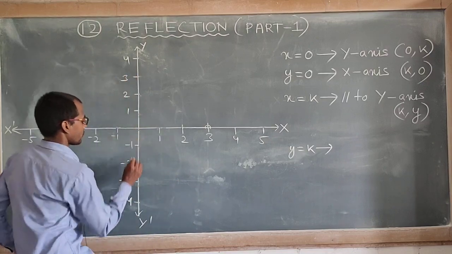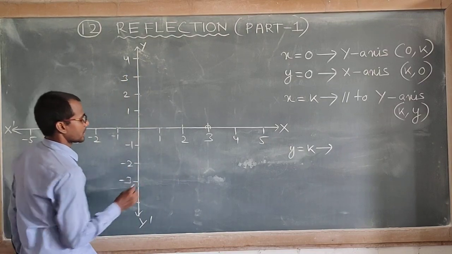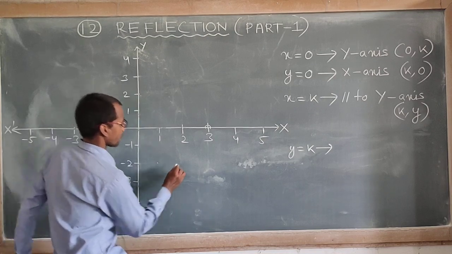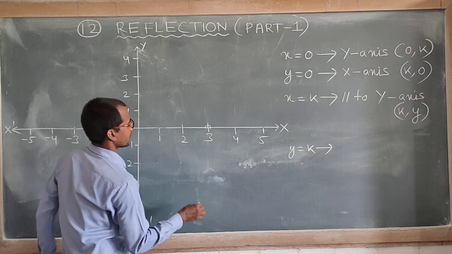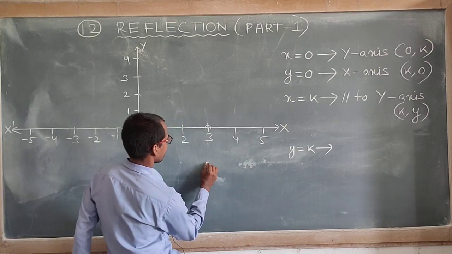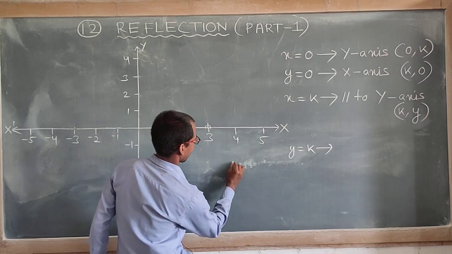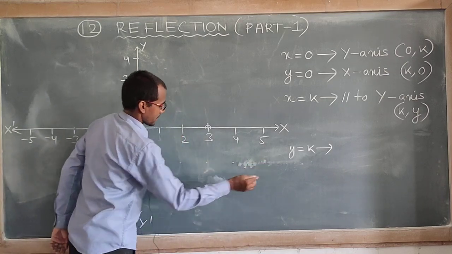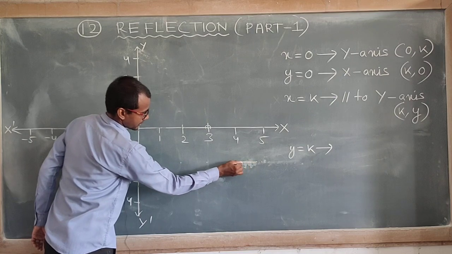So let us start with 0 comma minus 2. This is the point. Then 1 comma minus 2. This is the point. 2 comma minus 2. This is the point. 3 comma minus 2, 4 comma minus 2. So you can see all these points lie in a straight line. This is the straight line.